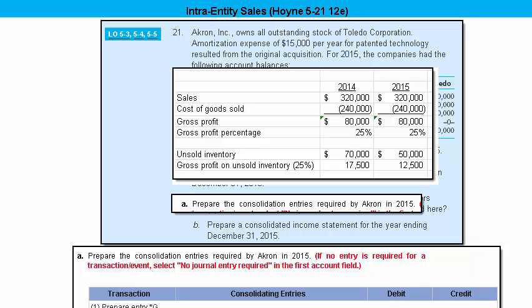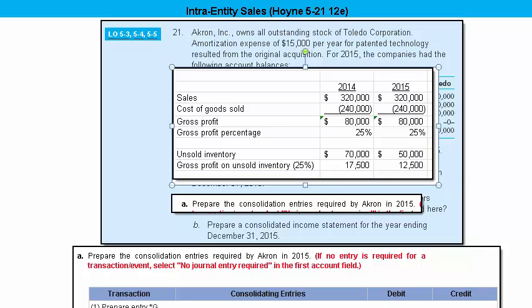Okay, now if you look in the main portion of the screen, you see right here that I've added a little schedule. And the reason why we need to prepare the schedule is we need to determine what the gross profit is on the unsold inventory at various points. Now, the sales and cost of goods sold was the same, so we had gross profit of $80,000, which is a 25% gross profit percentage. Take the $80,000 divided by 320, and that's how you get the 25%.